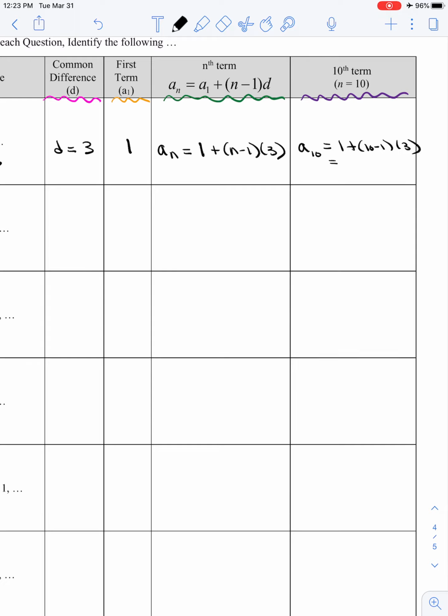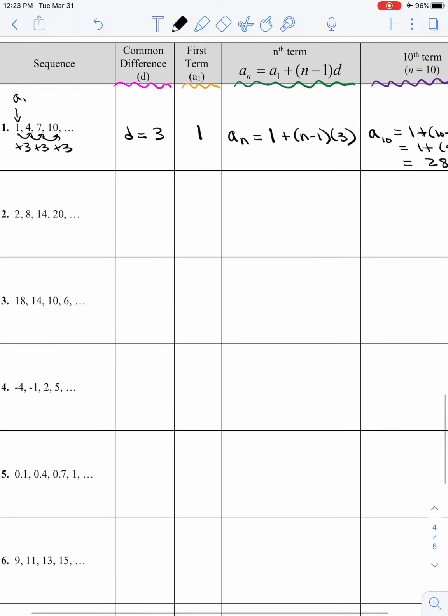And here we actually want to calculate the value. So we have 1 plus 9 times 3. So 9 times 3 is 27, plus 1 is 28. So my 10th term value in this sequence is 28. So if I kept that sequence going out to the 10th term, I would get 28 as my 10th term.